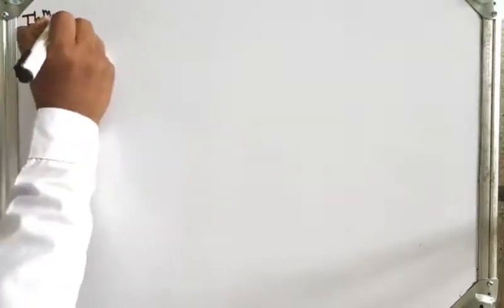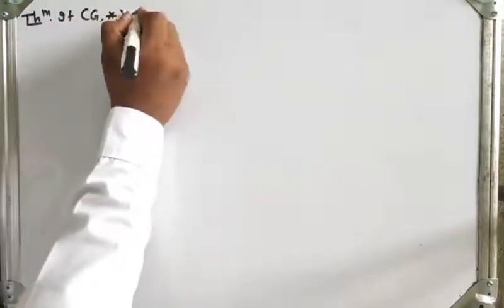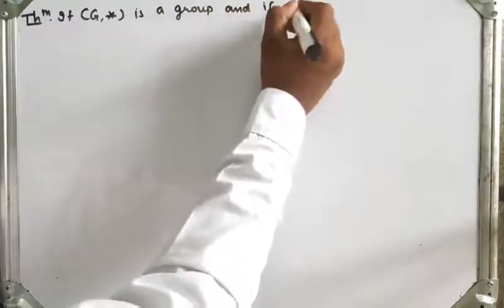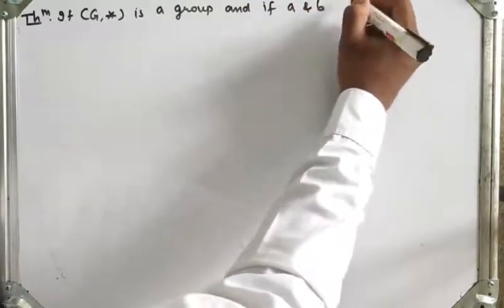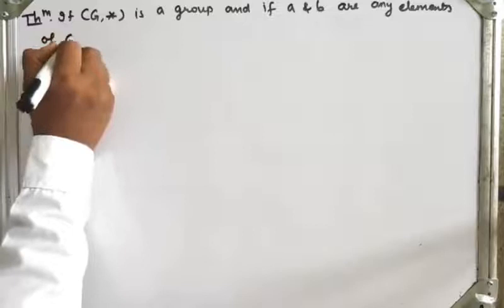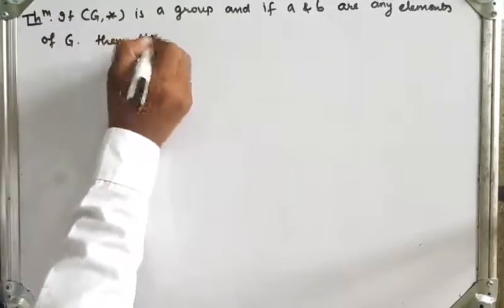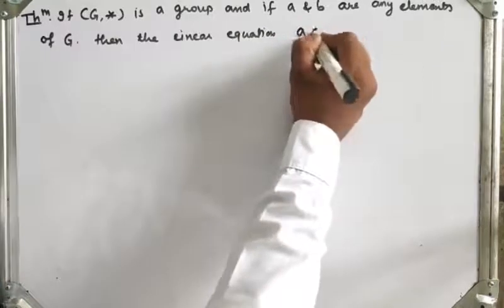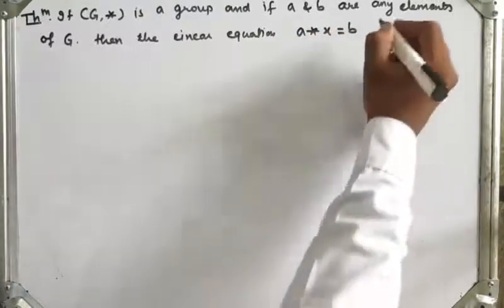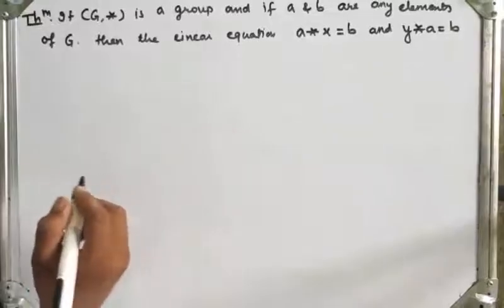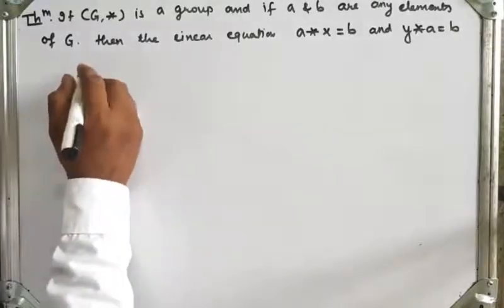Now we will see the next theorem. If G under binary operation star is a group, and if A and B are any elements of G, then the linear equations A star X is equal to B and Y star A is equal to B have a unique solution.